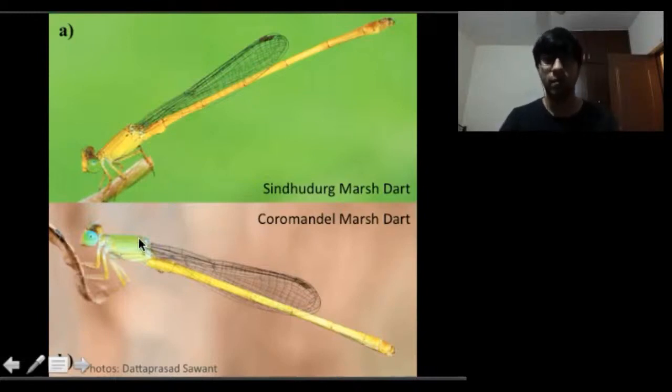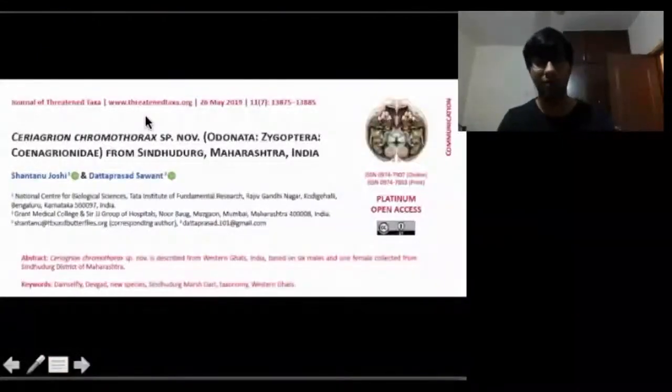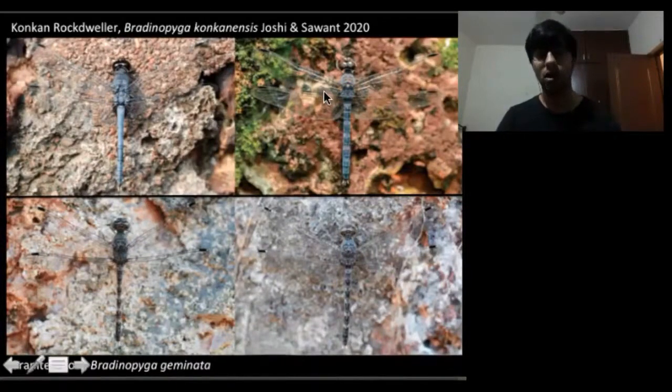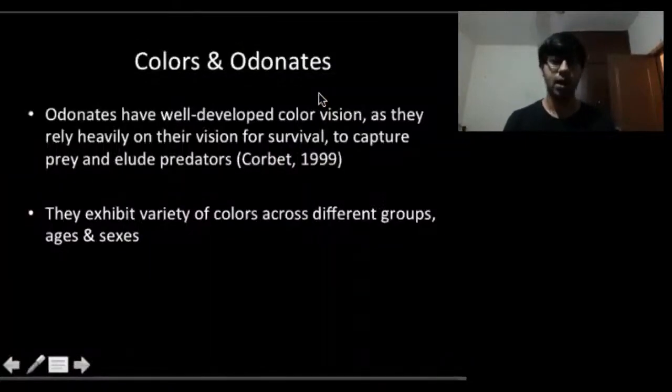It looks similar to this common species, but it's a new species on its own, and we published this last year. And in another instance, similarly, we published a new species of dragonfly from Western Maharashtra, which was published only last month. So these are just a couple of examples to show that citizen scientists have been really significantly contributing to studying diversity of dragonflies and damselflies. And to talk specifically about the topic of today, I'll start with talking about colors.